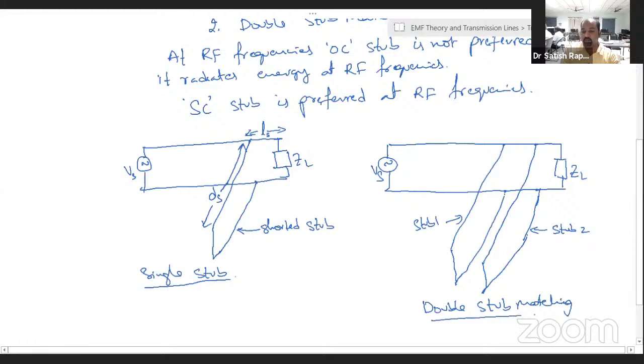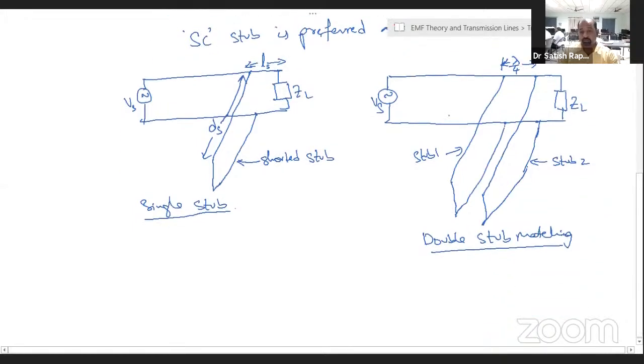Double stub matching, and this is called single stub matching. The only difference between single stub matching and double stub matching is that in single stub matching only one shorted transmission line is connected, whereas in double stub matching we connect two shorted transmission lines, and preferably the spacing between these two stubs is lambda by 4. So that is double stub matching.